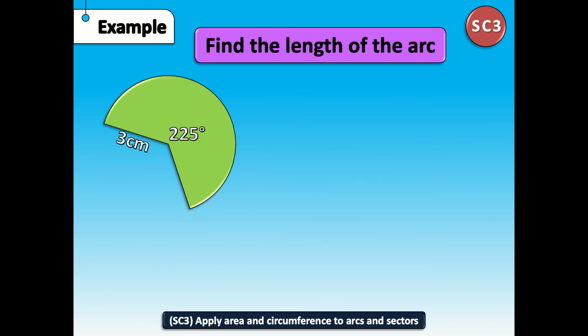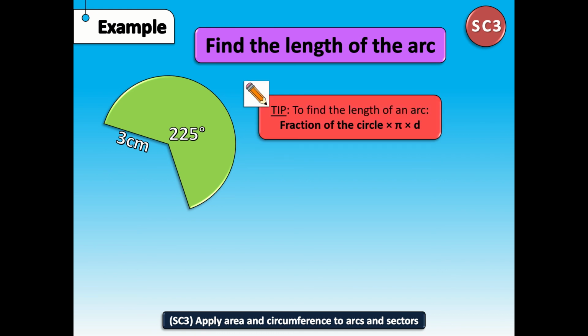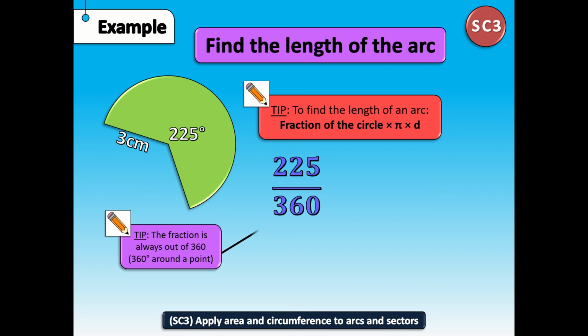In this example, we want to find the length of the arc. So to find the length of the arc, we again do the fraction of the circle, but times by its circumference, so times by pi times diameter. So the fraction of the circle is 225 out of 360. So we times that by pi times the diameter. Now we can see the radius of this circle is 3 centimeters, so the diameter must be 6 centimeters. So our answer is 11.78.